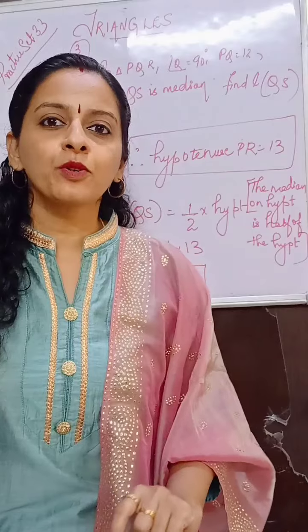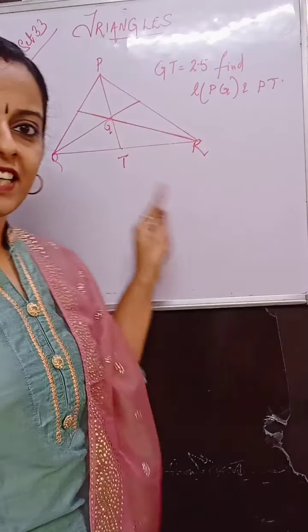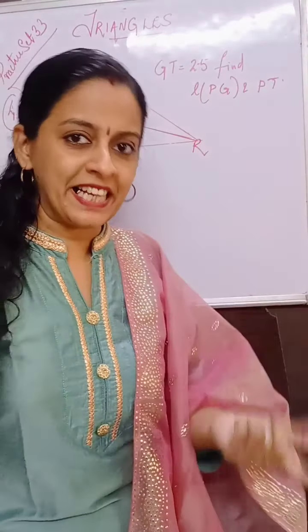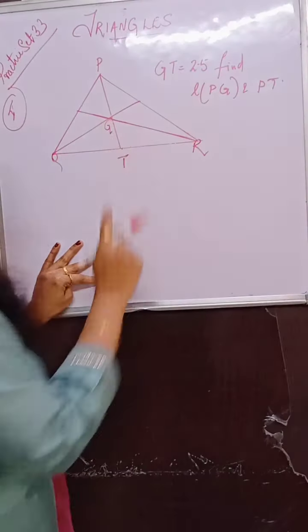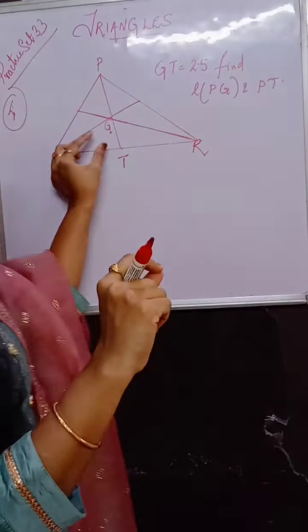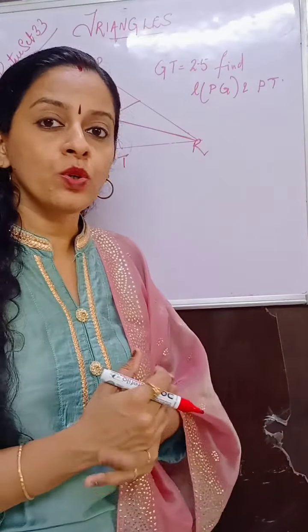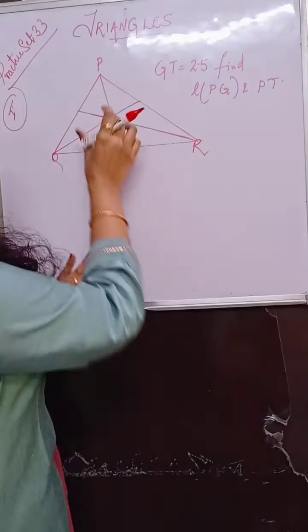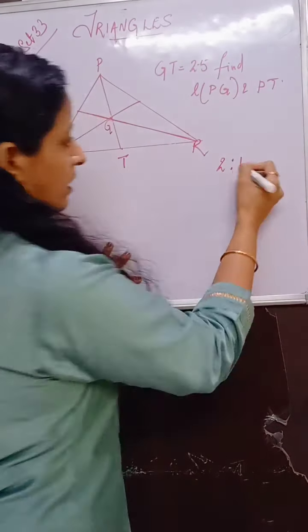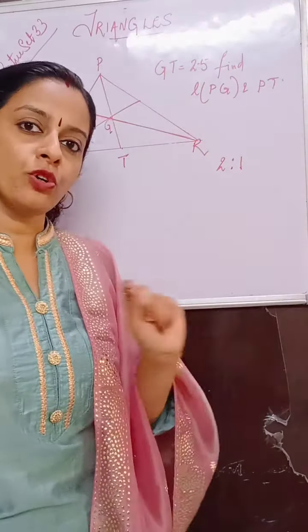Yes. Coming to the last sum. Fourth sum. In the figure, it is given that G is the point of concurrence of median. Point of concurrence of median G means it is the centroid. Okay, it is the centroid. So G is the centroid. What is the property related to centroid? Centroid divides the median in the ratio 2:1. Okay, centroid G divides the median in the ratio 2:1.